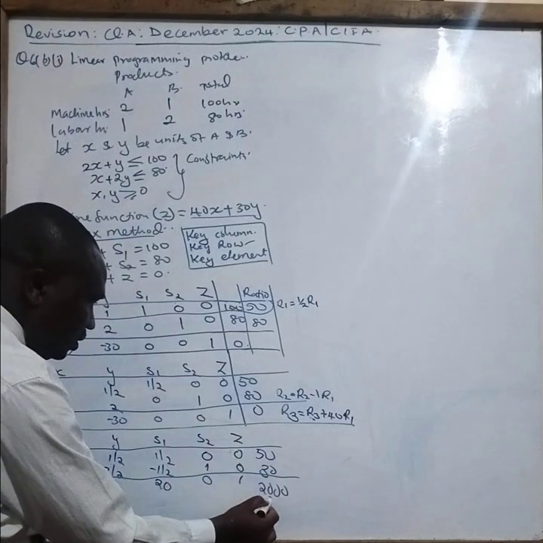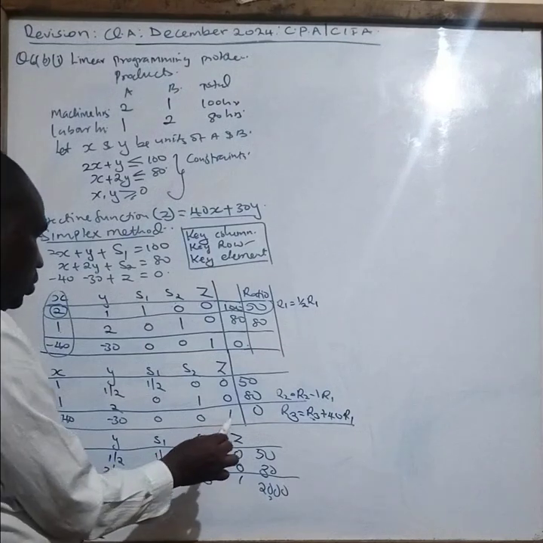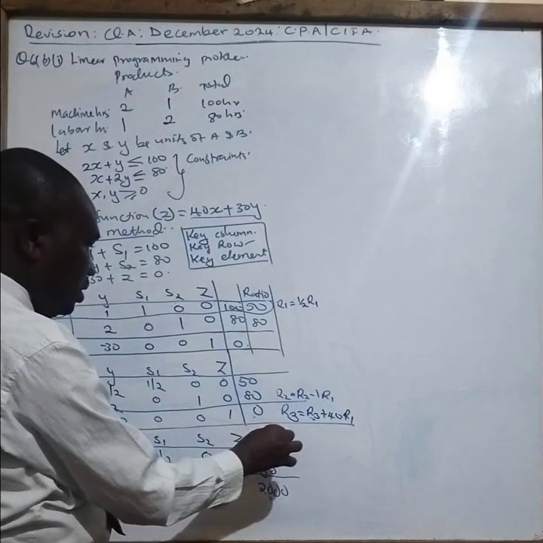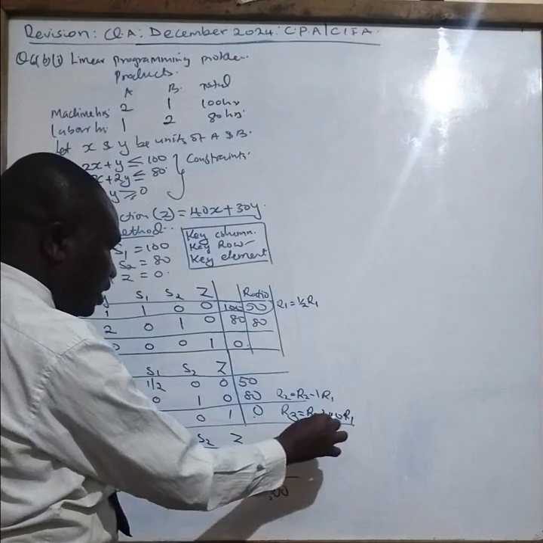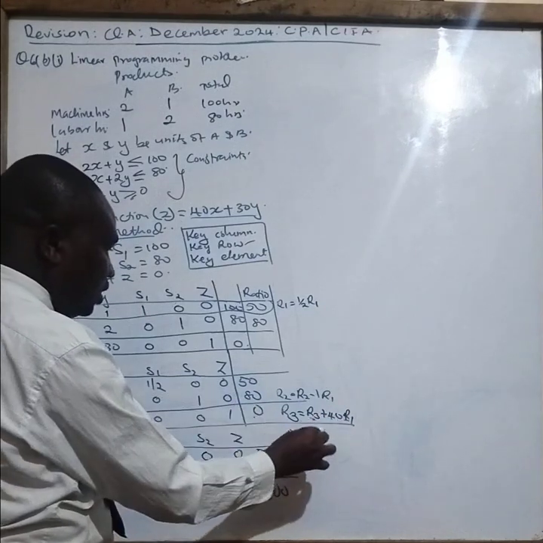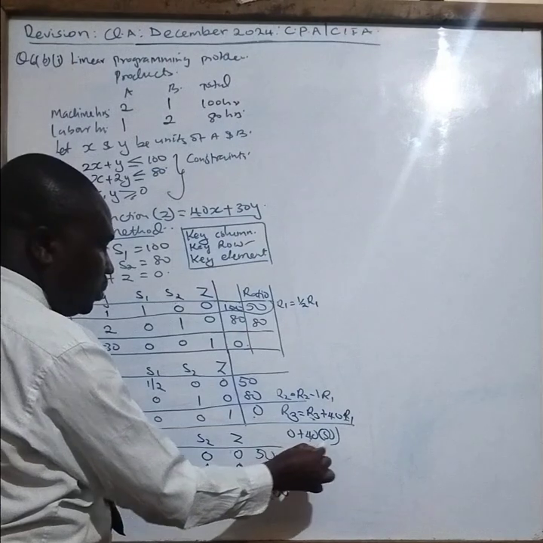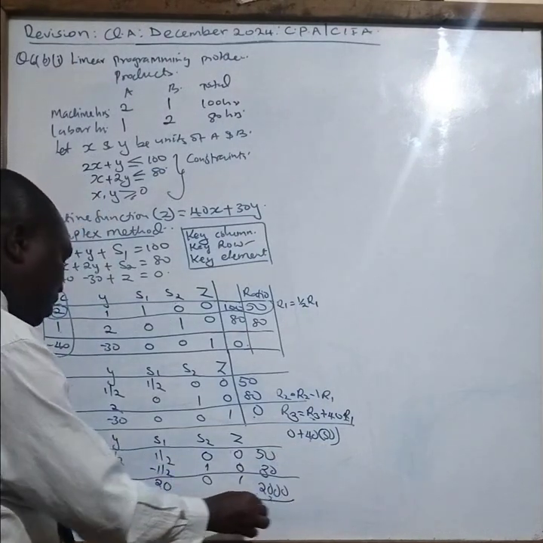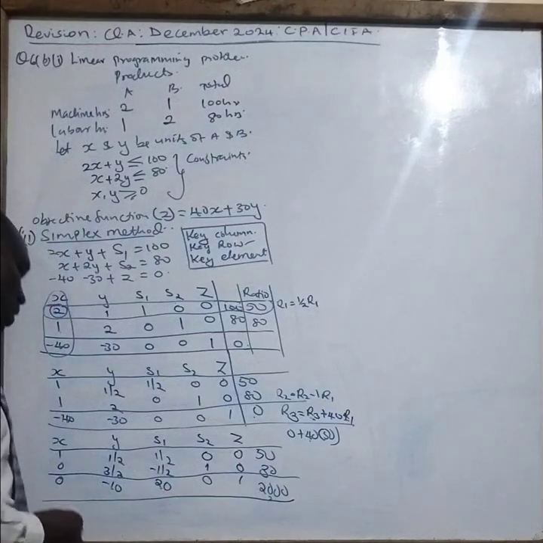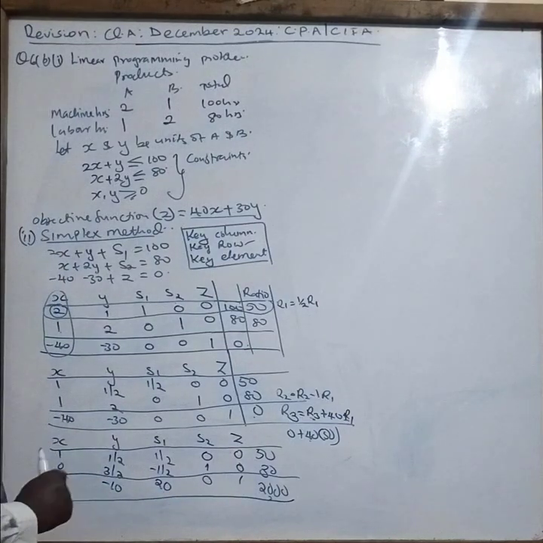You see this one? Let me take you through that. It will be 0 here plus 40 into brackets R1, which is 50. So 40 times 50 is 2000. You can see how it is coming there. Okay? That is there.